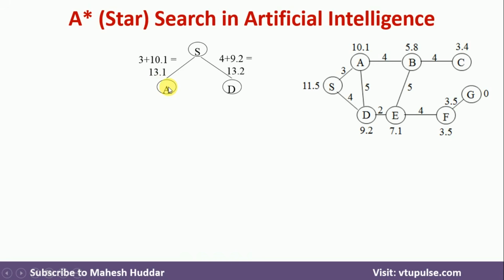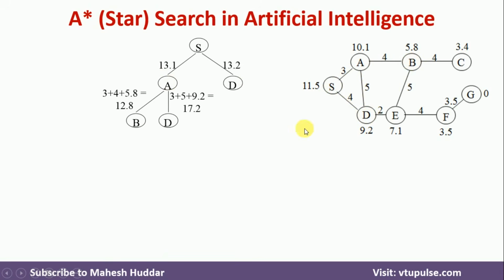So once I select A, we have to select the neighbors here. S is already selected, so two neighbors are there, B and D. For this particular B, we have to calculate f of B. Similarly, we have to calculate f of D. So f of B is nothing but G of B plus H of B.